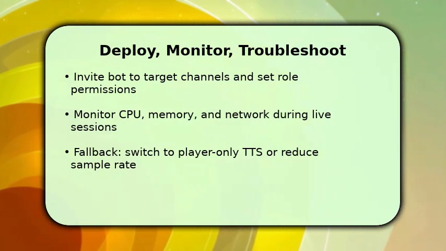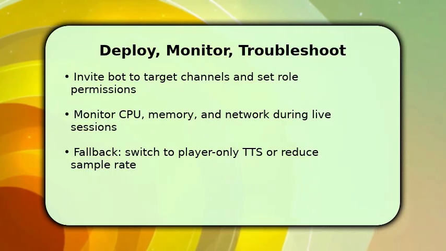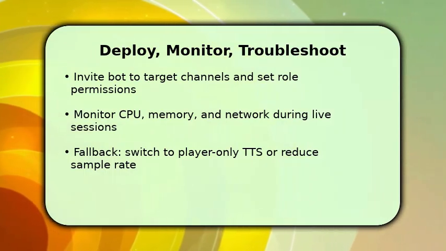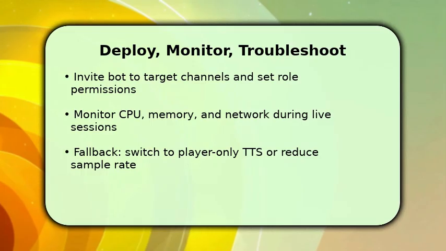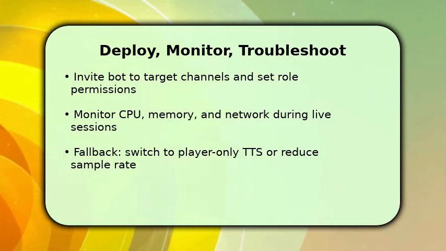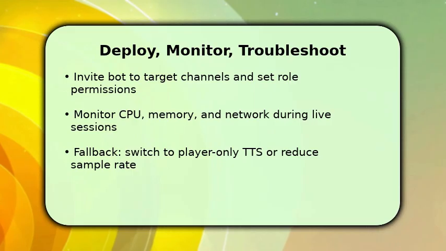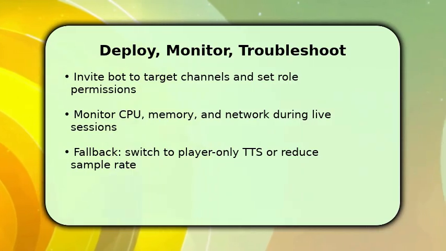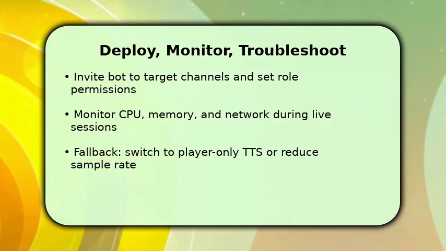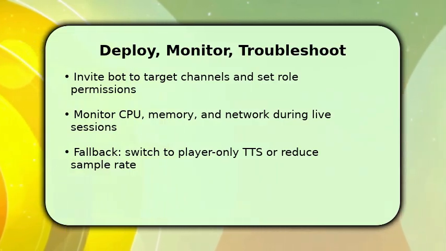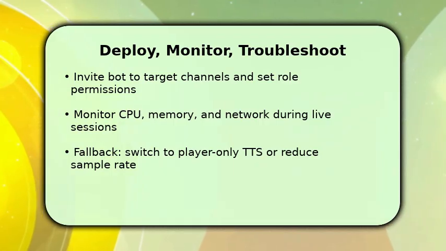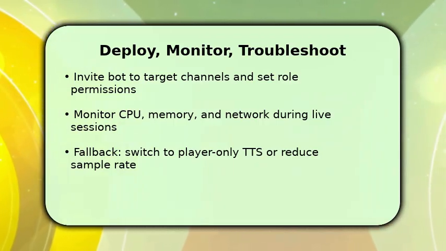You'll want to monitor CPU, memory, and network usage in real time because resource spikes cause dropouts. Use lower sample rates or smaller model instances if needed. If audio cuts out, make sure the API key hasn't expired and the bot's permission to speak remains enabled. One quick troubleshooting step: switch to a simpler TTS voice or reduce bitrate temporarily to confirm the pipeline still works.